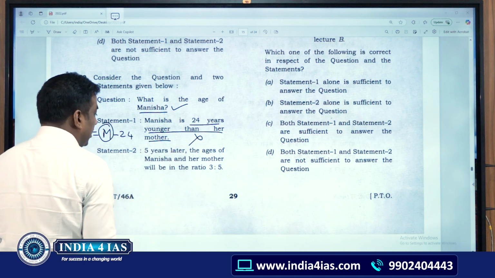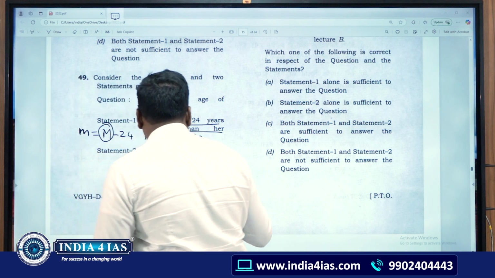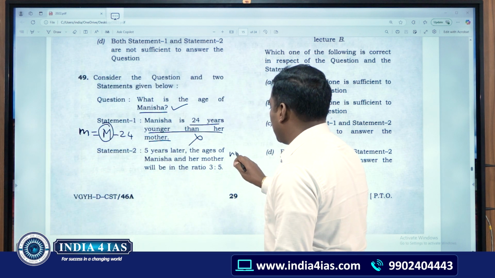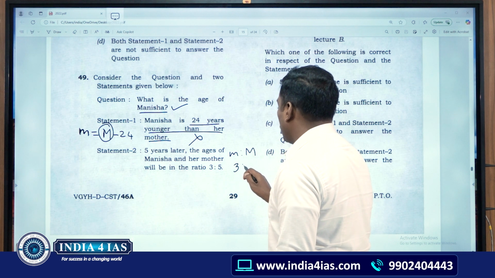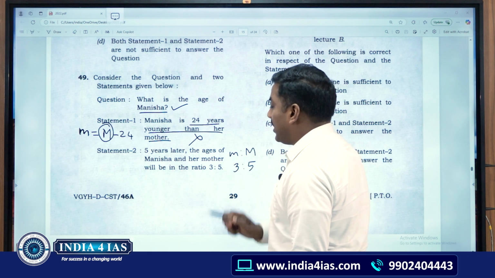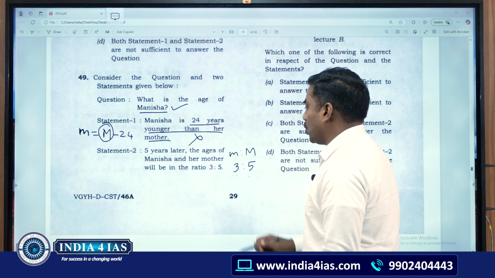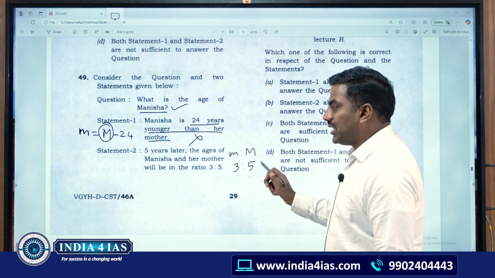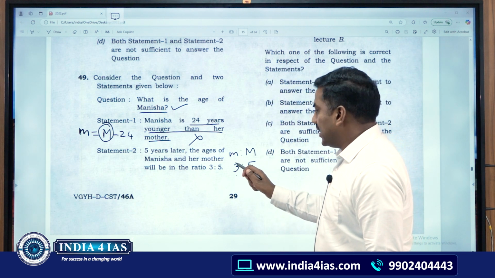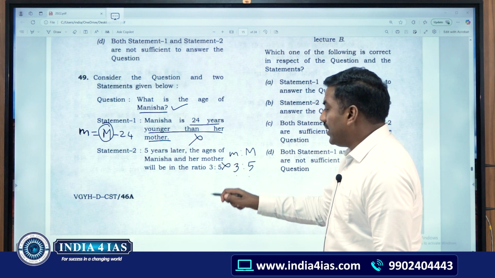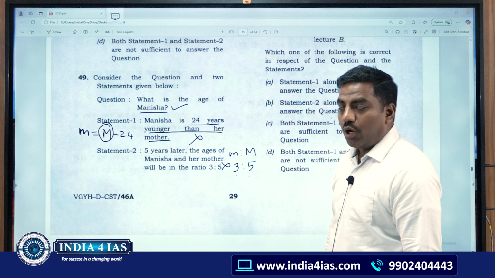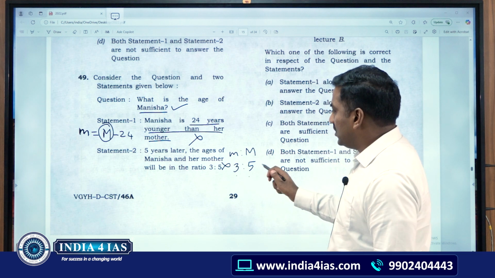5 years later, the age of Manisha and her mother will be in the ratio 3:5. Yeah, statement 2 alone, it is giving me the ratio. When Manisha is 30, mother can be 50. If Manisha is 60, mother can be 100. So, I cannot conclude even on the basis of the second statement alone. So, now I have to club both of these.